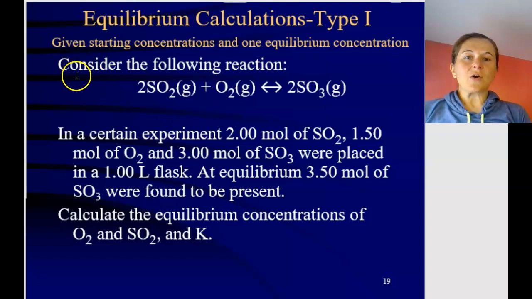Okay, so here is our reaction. Pretty easy. We're going to make sure it's balanced, and we're going to make sure we look at our states of matter. We have gases throughout, so we're going to include all of that. And let's take a look. In a certain experiment, we have 2 moles of SO2, 1.5 moles of O2, and 3 moles of SO3. And they're placed in a 1-liter flask at equilibrium.